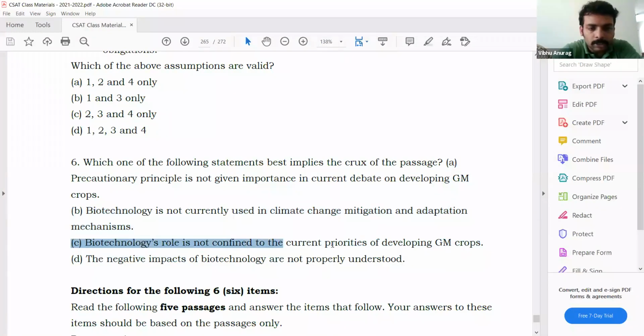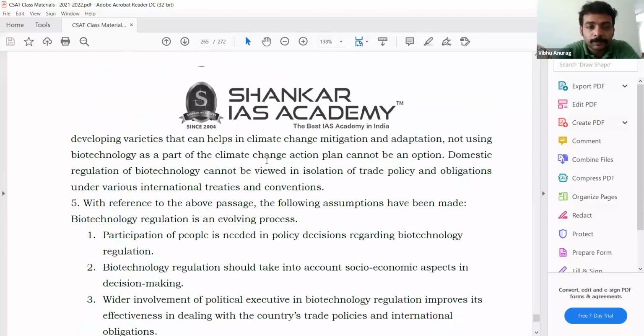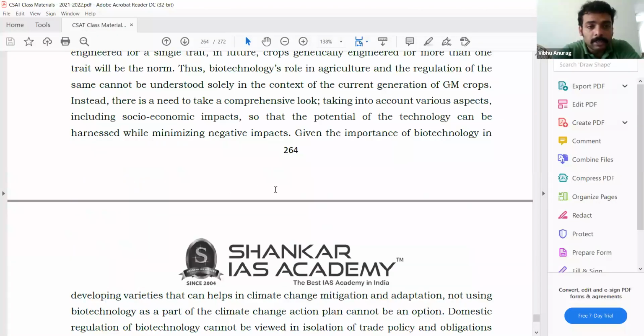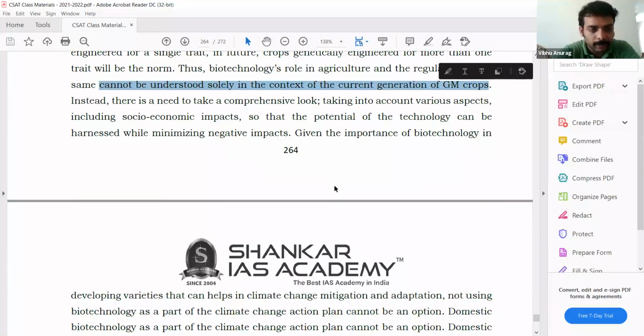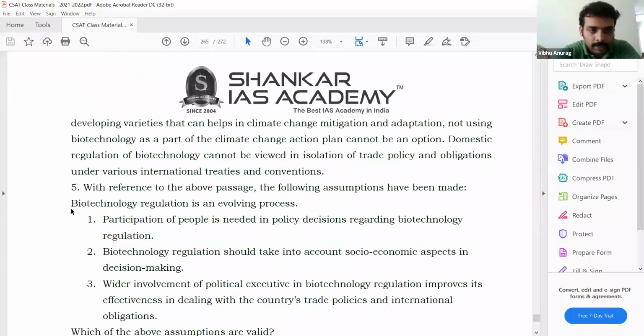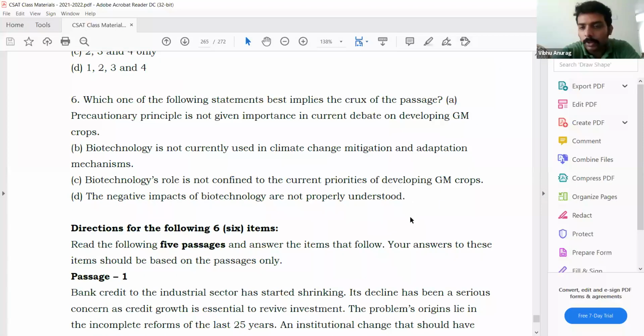C, biotech's role is not confined to the current priorities. That is correct, because if you see here, it cannot be understood solely in the context of current generation, because in future it will change. So C is correct. And D says the negative impacts of biotech are not properly understood. He's not talking about any negative impacts of biotech. So sixth answer is C. That is for these 6 questions. Did you get them? All correct?